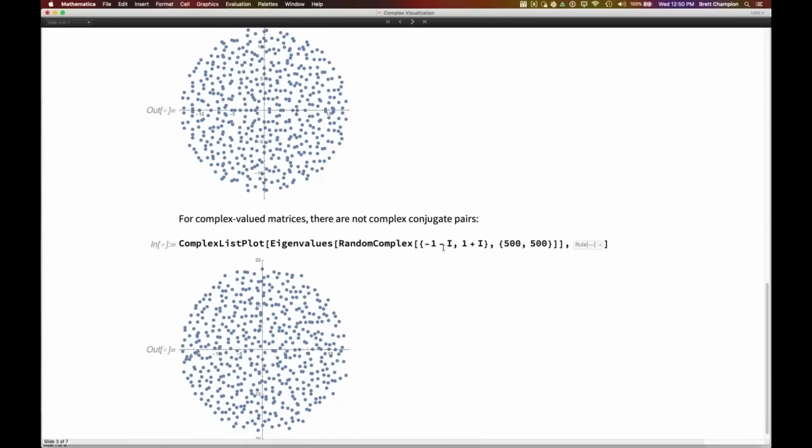If we do it with complex valued entries, then we don't necessarily have the conjugate pairs, and you get this nice evenly distributed set of points inside of a disk, which is, I think, a really cool feature that comes out of this.